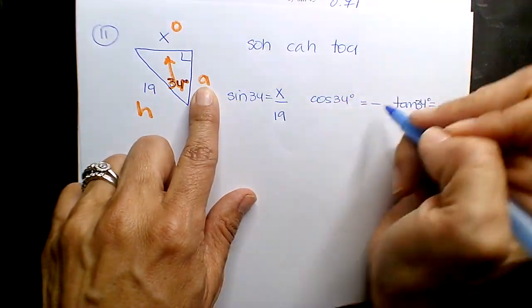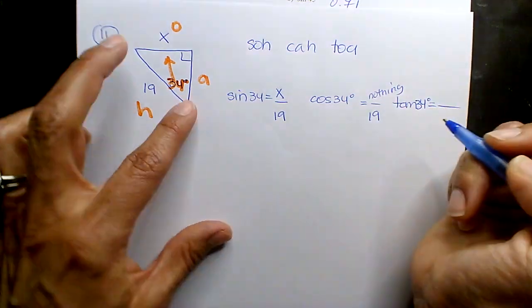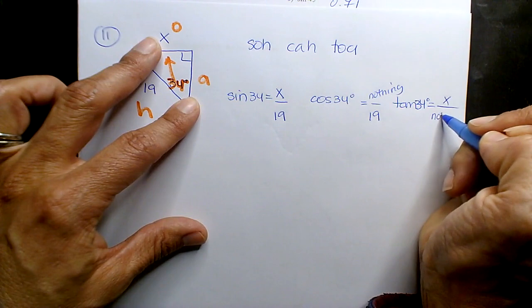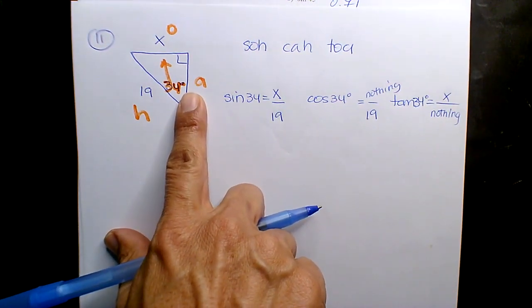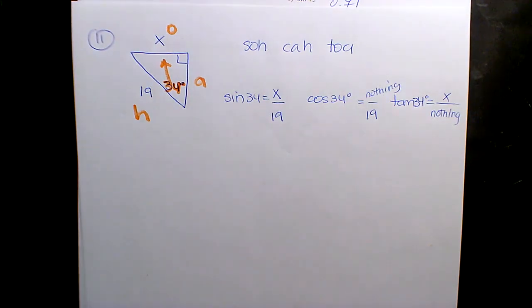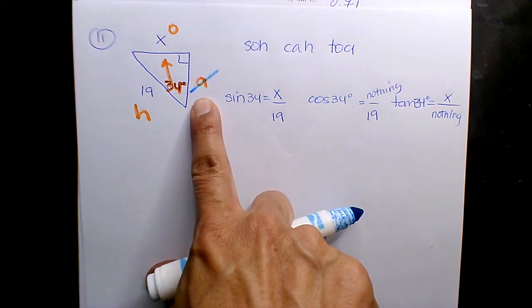CAH, I got nothing there. There's nothing, and I have 19. And tangent is X, and then there's nothing. It's blank. Notice how A has nothing? No marking, no variable, no number. You cannot put nothing into a calculator, right? Since A has no label of a value or a variable, A is out of the question.